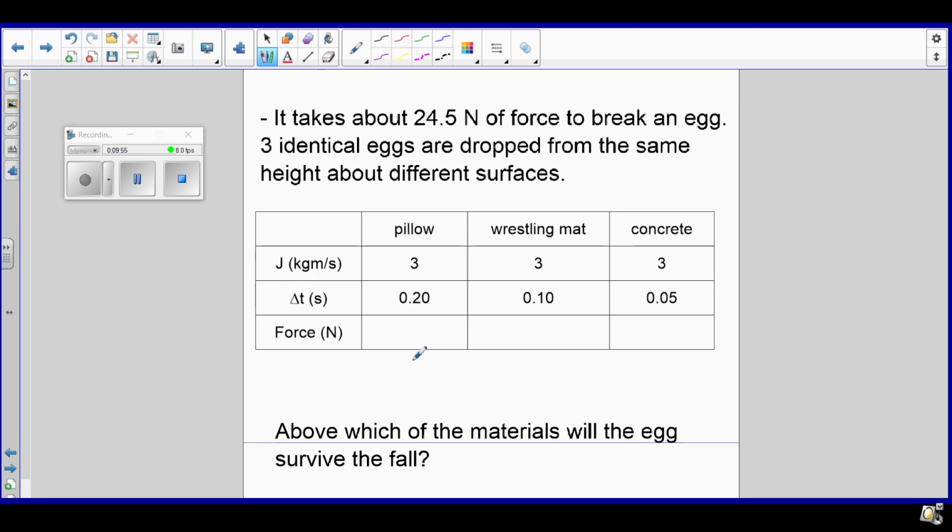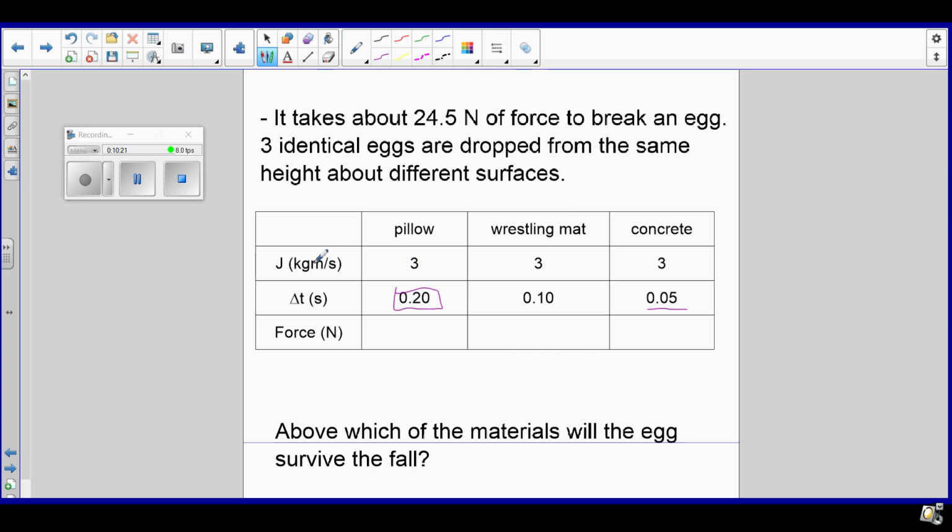With the pillow or the softer material, the time of collision is much longer, meaning the pillow doesn't accelerate the egg as greatly. They're all slowing the egg down. They're all bringing it to a stop from its velocity just before hitting the floor, but the pillow cushions that fall a little bit more and makes that acceleration take longer.